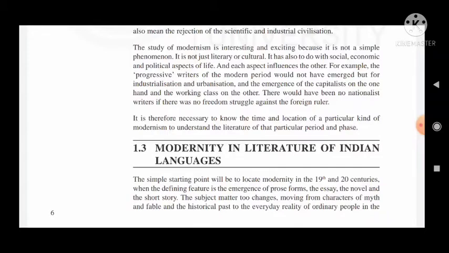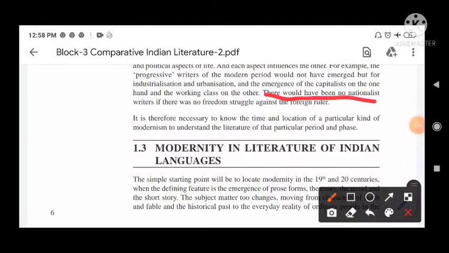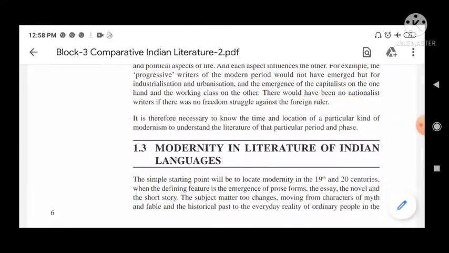So here you can see the structure of the sentence also. There would have been no nationalist writers if there was no freedom struggle against the foreign ruler. You can say it in alternate ways. Some grammatical concepts also I have discussed in this chapter, so you can go through it.